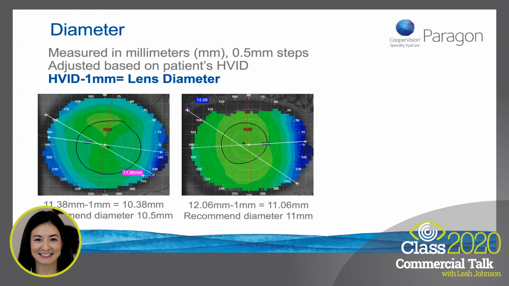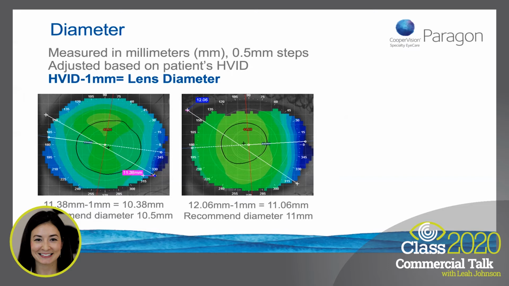At Paragon, we recommend to subtract 1 millimeter from the corneal diameter size and round to the nearest 0.5 step. For example, this patient here on the left, their corneal diameter is measured at 11.38. You can see it in the little hot pink box. If you subtract 1 millimeter here, you're going to get 10.38. So our recommended diameter rounding to the nearest 0.5 would be a 10.5 millimeter lens.